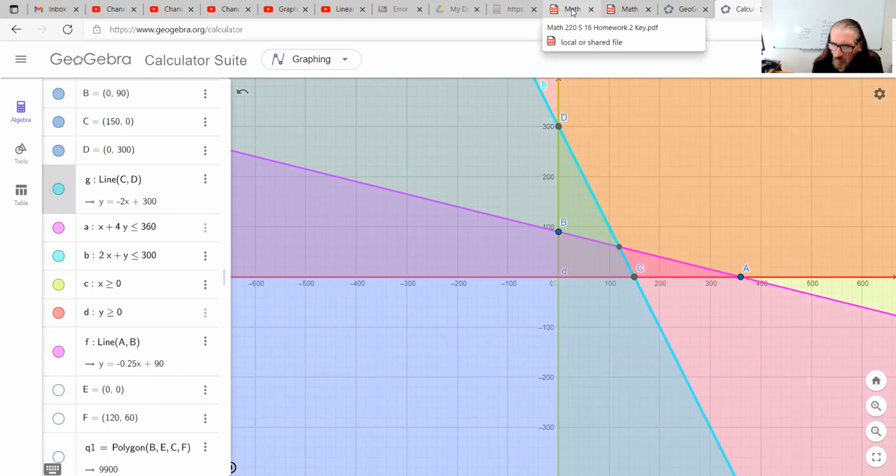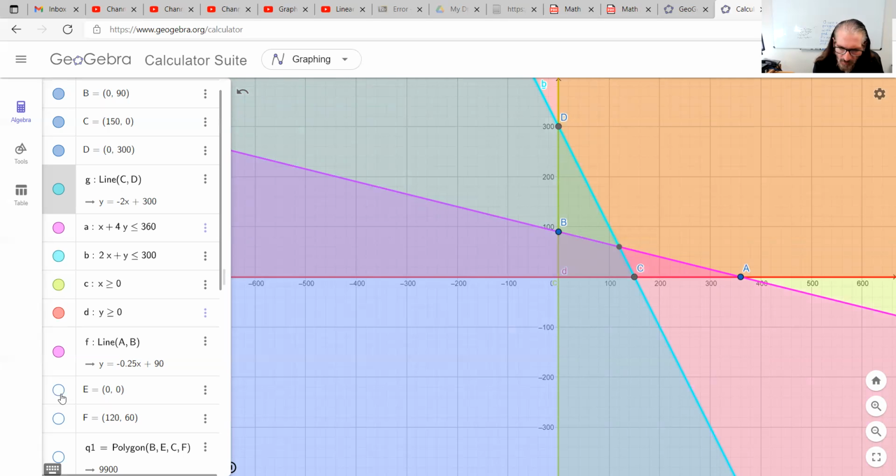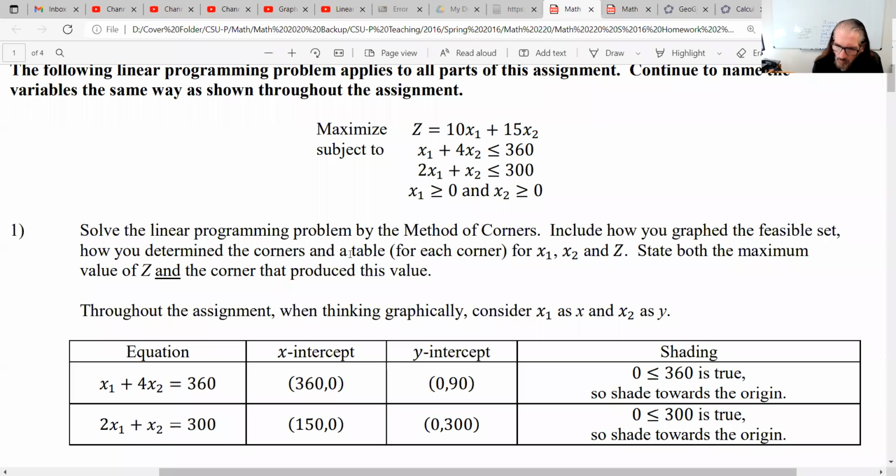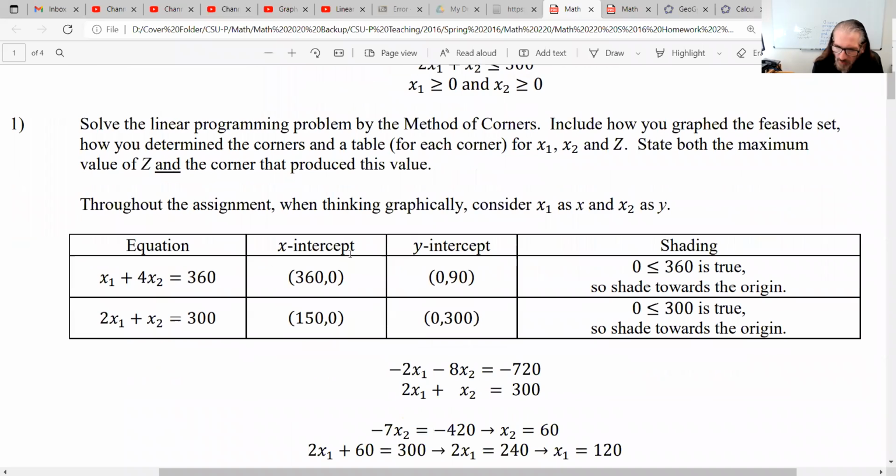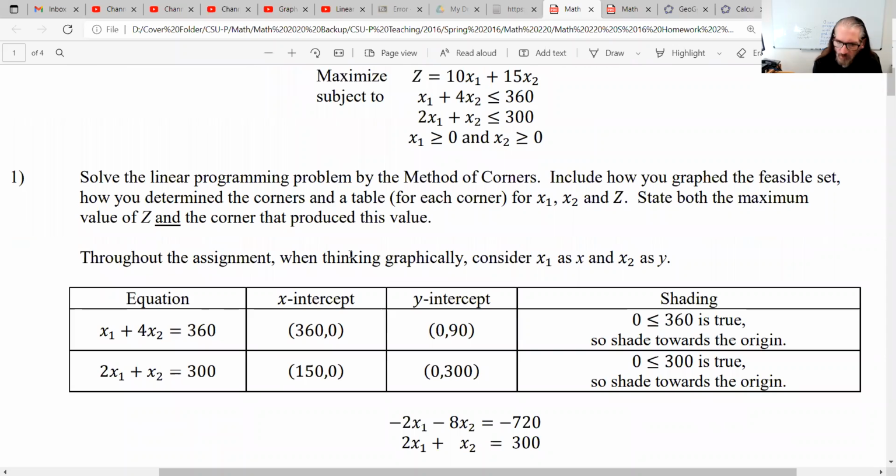We also need to know where those are crossing in the method of corners. Now, obviously, the non-negativity constraints cross here at 0, 0. I used elimination. You could put that in a matrix. Taking the two quote regular constraints, I call the constraints that are not the non-negativity constraints, the regular constraints.